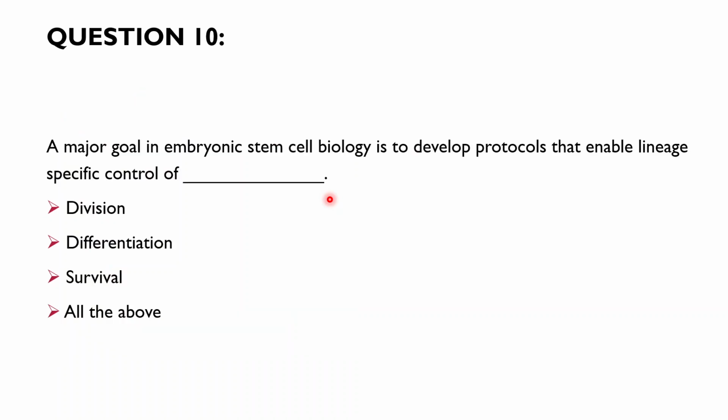Now let's move on to the last question, question number 10. A major goal in embryonic stem cell biology is to develop protocols that enable lineage specific control of, then we have a blank, and then we have four options: division, differentiation, survival, or all of the above. So you can write in the chat box what you feel is the right option.